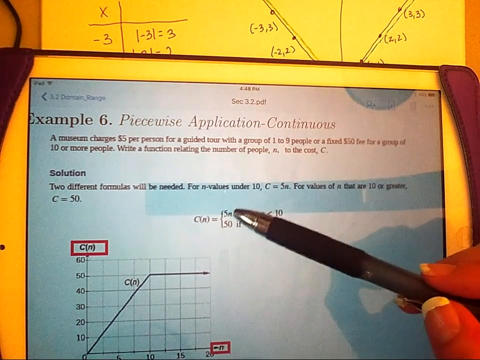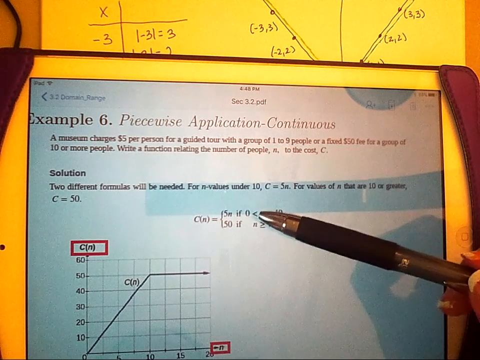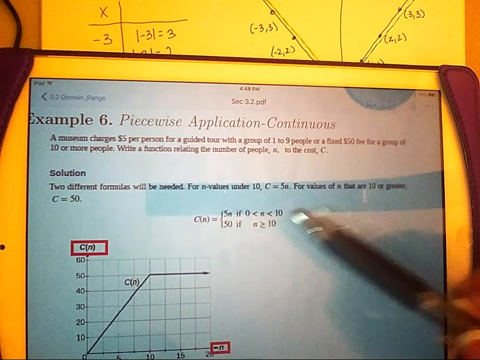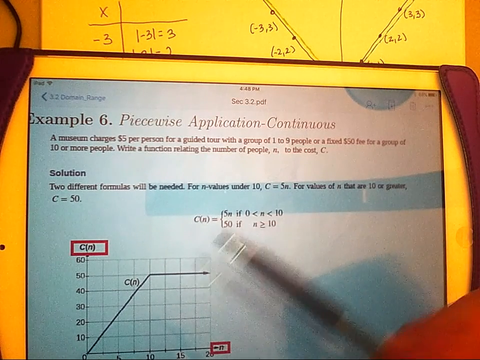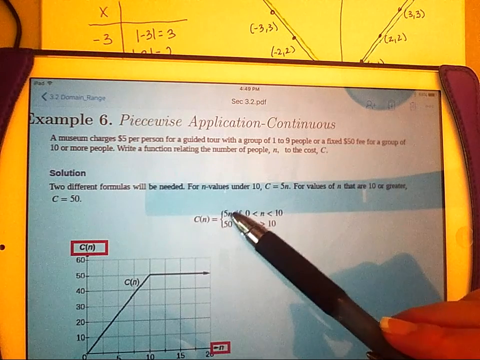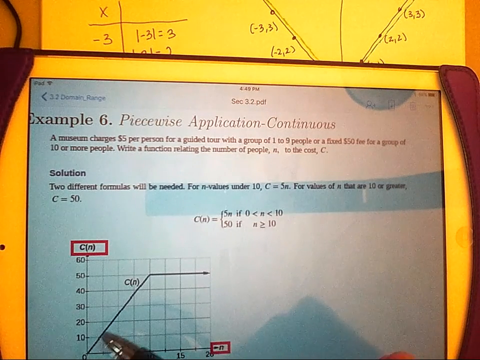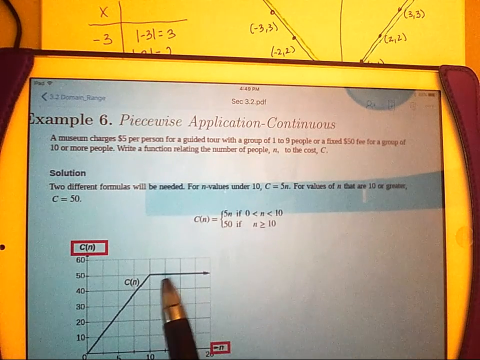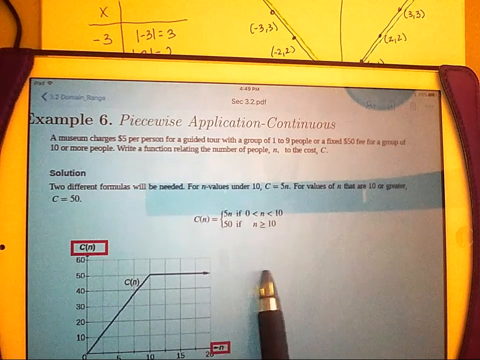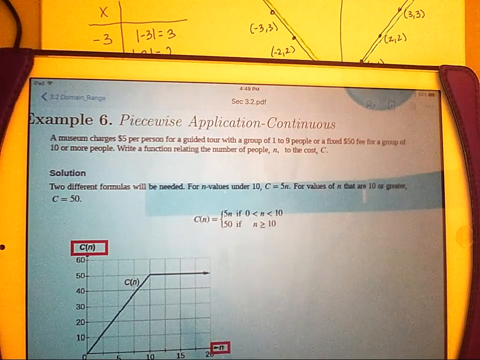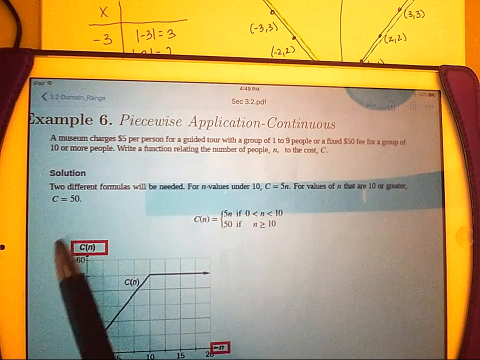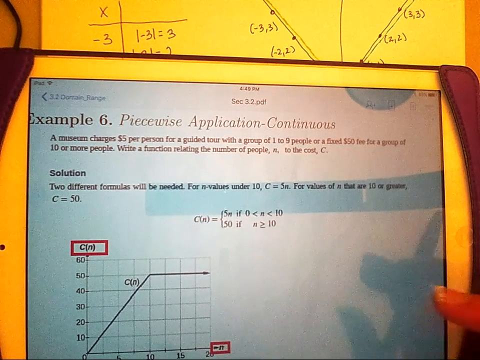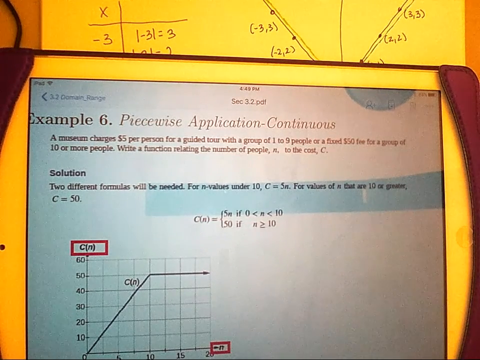That is, I'm going to pay $5 per person as long as I have greater than 0 people and less than 10. Okay? So that's just the line, we can think about it as 5x, with a slope of 5, all the way up until 10. And then after 10, I'm just paying the constant function of 50. Okay? In this case, they're just saying it's the cost of the number of people, where n is the number of people. So that's another example of a piecewise function.